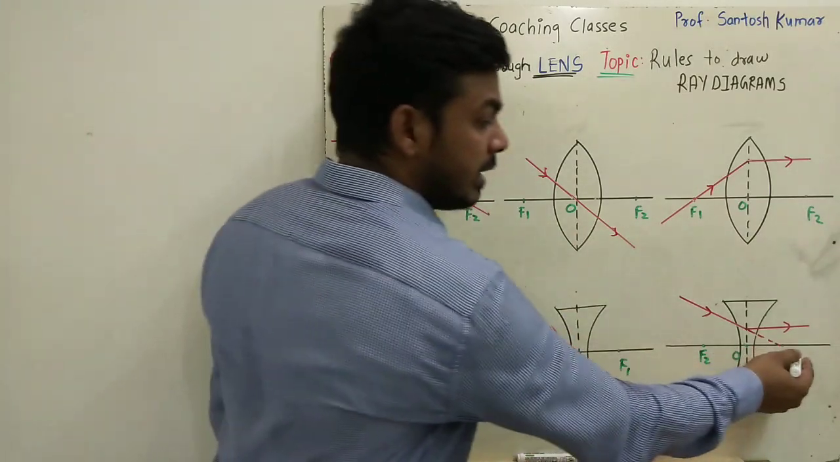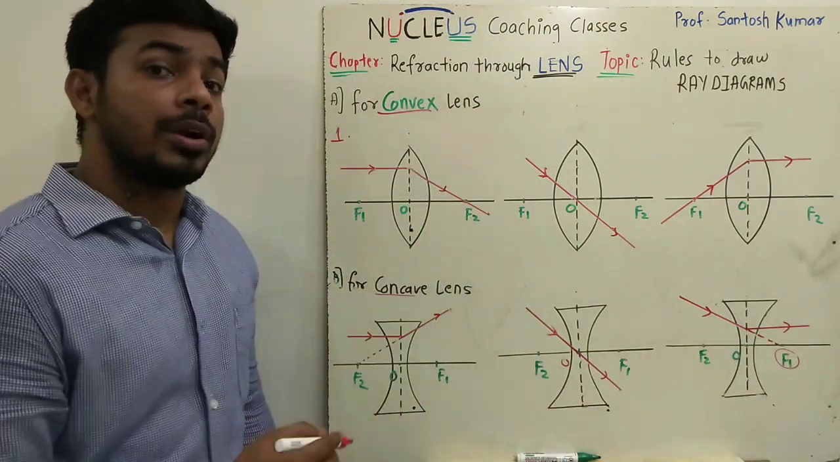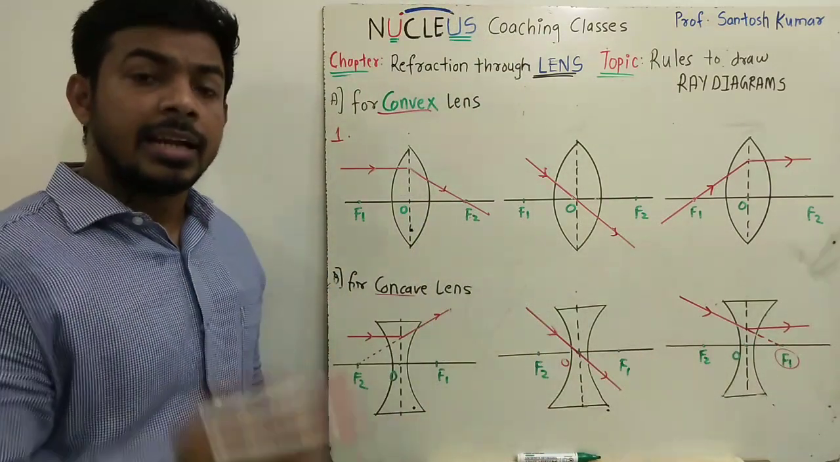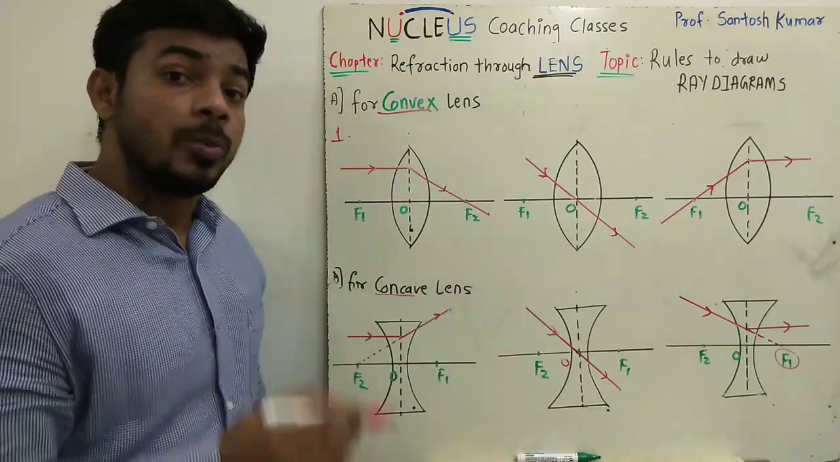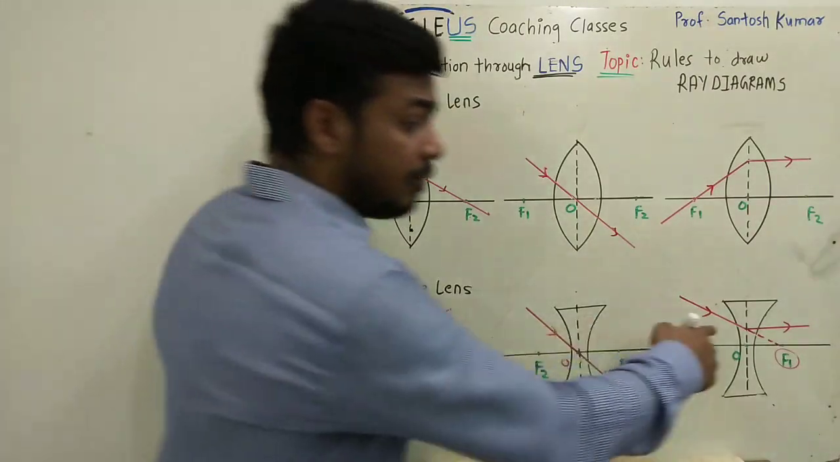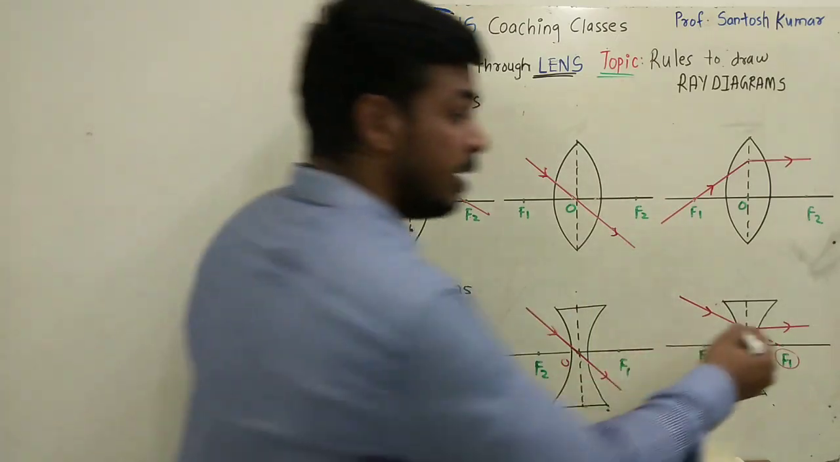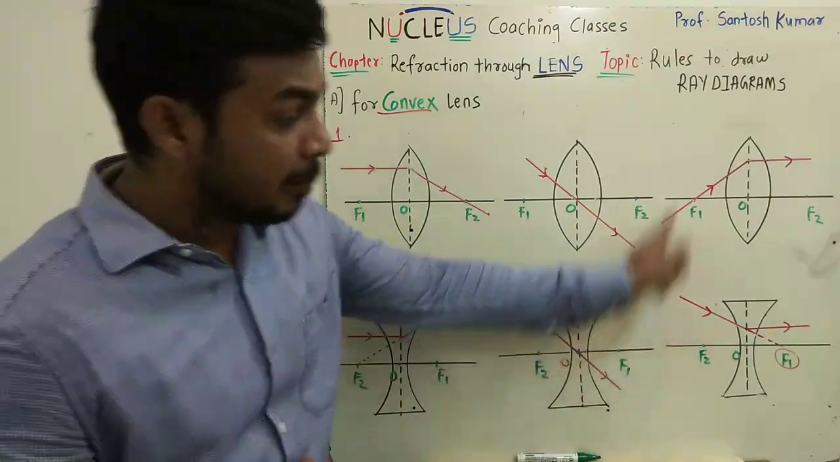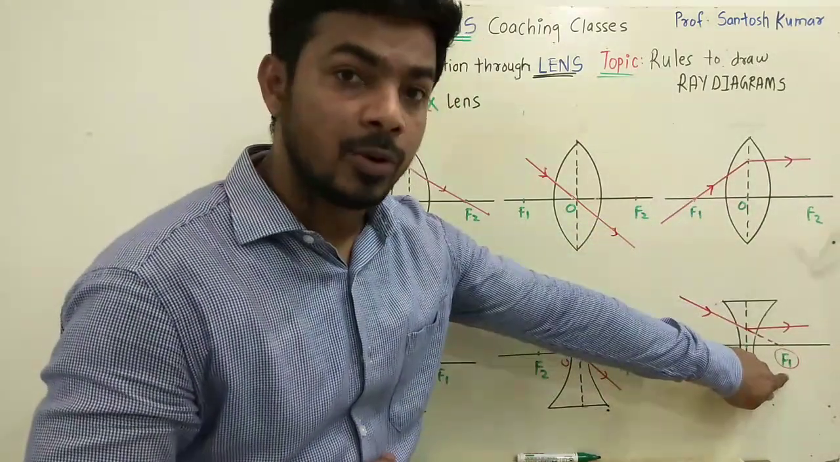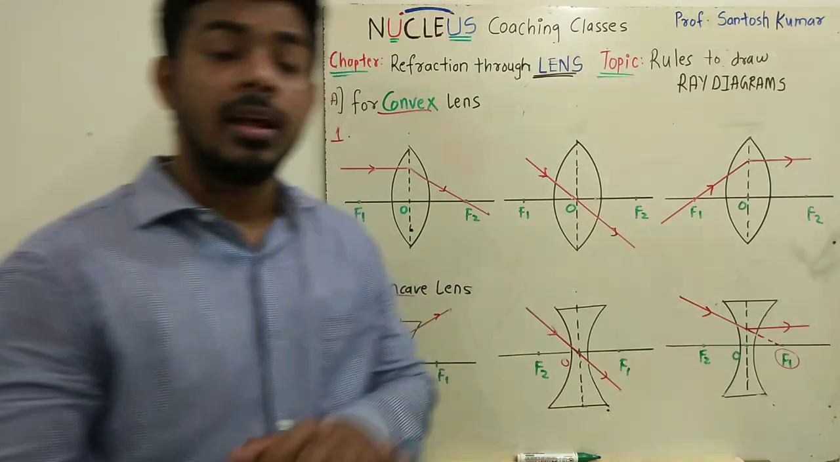The third rule is nothing but the definition of f1 for a concave lens, which says that if a ray of light is incident, or appears to be incident, on f1, after refraction through the concave lens it will travel parallel to the principal axis. So this incident ray, if it appears to be meeting at f1, after refraction will travel parallel.